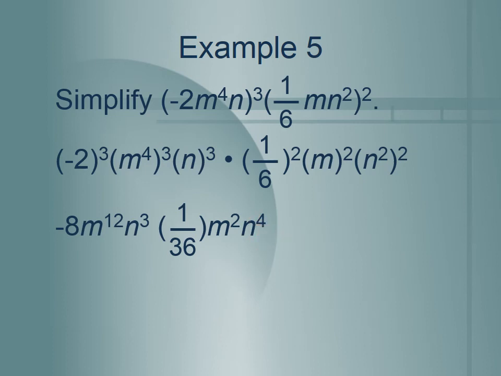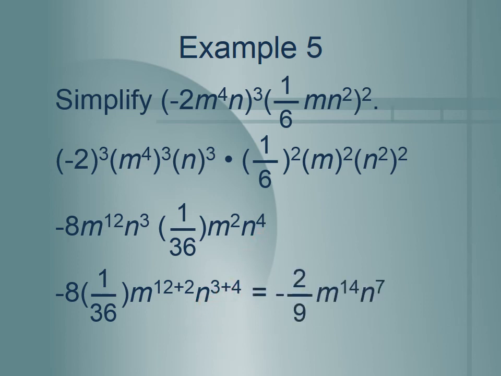Now I want to put my groups together, right? So I have -8 and I have 1 over 36. So we want to put those next to each other. And then I have m to the 12th and m to the 2nd. So those can definitely be put together. So I've got m to the 12th plus 2. And then I got n cubed and n to the 4th. So those can be put together. So I've got n to the 3 plus 4. So -8 times 1 over 36 reduces to -2 over 9. And then I have m to the 14th and n to the 7th as my final answer here.